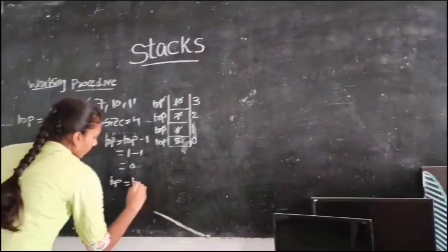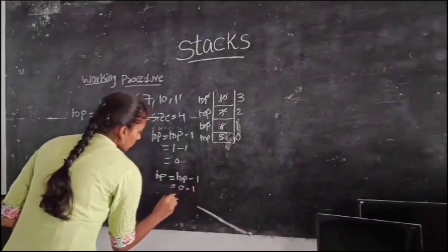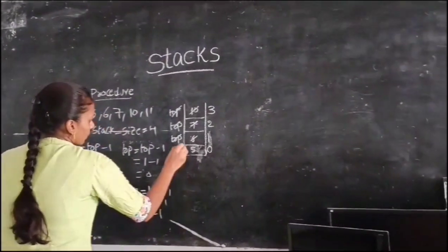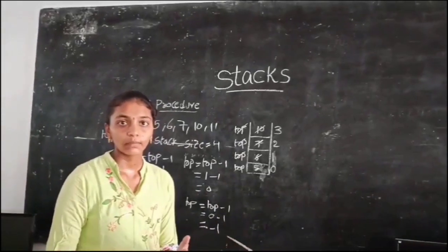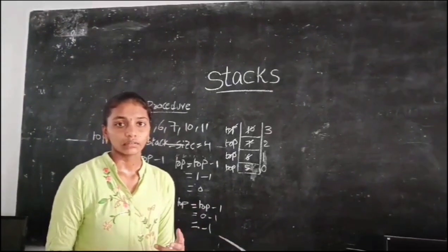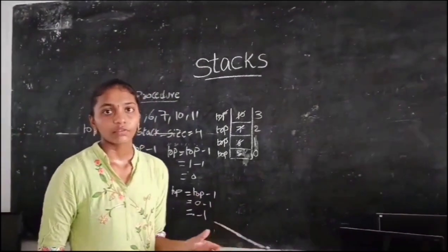Top equals top minus 1. Top is 0 minus 1, equals -1. There are no elements to delete in the stack. This situation is known as a stack underflow.